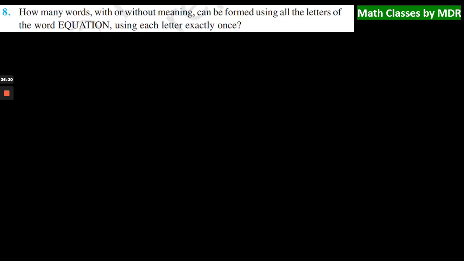Now let's see the next question. Yes, here is an interesting question. How many words with or without meaning can be formed using all the letters of the word EQUATION, using each letter exactly once? Again there is no repetition. When there is no repetition, easy to answer. How many letters are there? E, Q, U, A, T, I, O, N. So 1, 2, 3, 4, 5, 6, 7, 8. Out of 8 letters, we have to form words using all the letters.